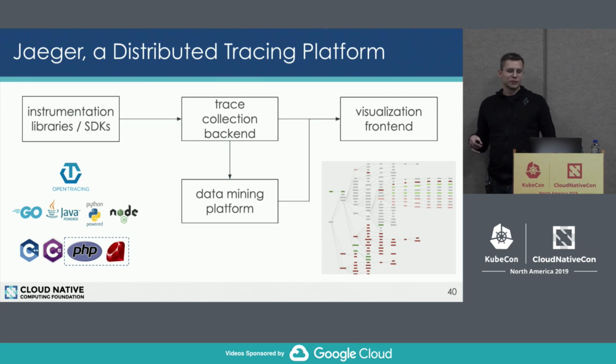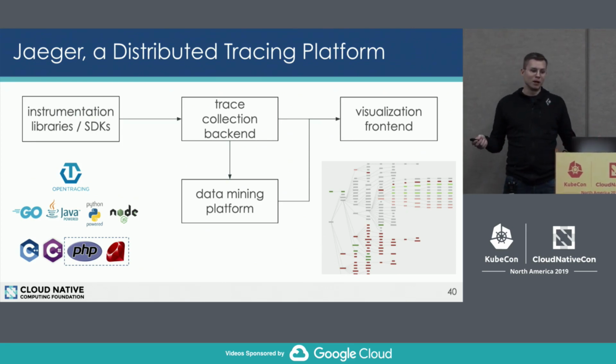So Jaeger is not only a distributed tracing tool, it's a whole platform. We have different pieces. Starting with instrumentation libraries, which implement the OpenTracing API in different languages. Then we have the whole trace collection backend, which collects these traces from the clients. Then there is the visualization part, which visualizes the trace in the UI. The last part is an optional data mining platform, which gets the traces from the storage, does some analysis and aggregation, and stores them back to the storage for later presentation.